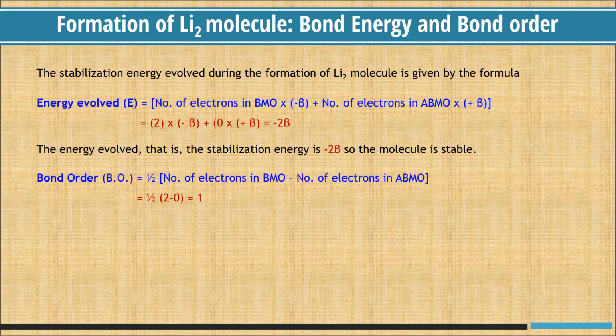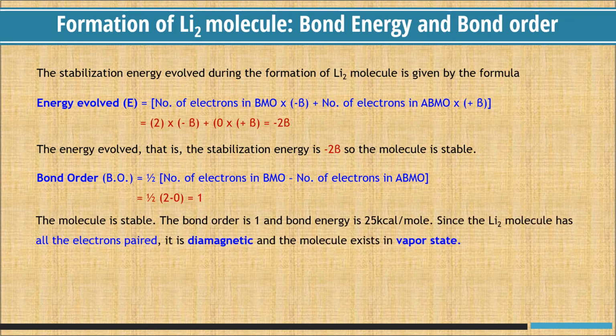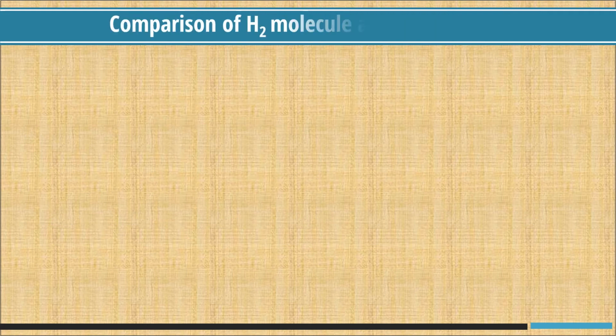Bond order BO is equal to 1/2 (number of electrons in bonding molecular orbital minus number of electrons in antibonding molecular orbital), that is equal to 1/2 (2 minus 0), that is equal to 1. The molecule is stable. The bond order is 1 and the bond energy is 25 kilocalories per mole. Since the Li2 molecule has all the electrons paired, it is diamagnetic and the molecule exists in the vapor state.